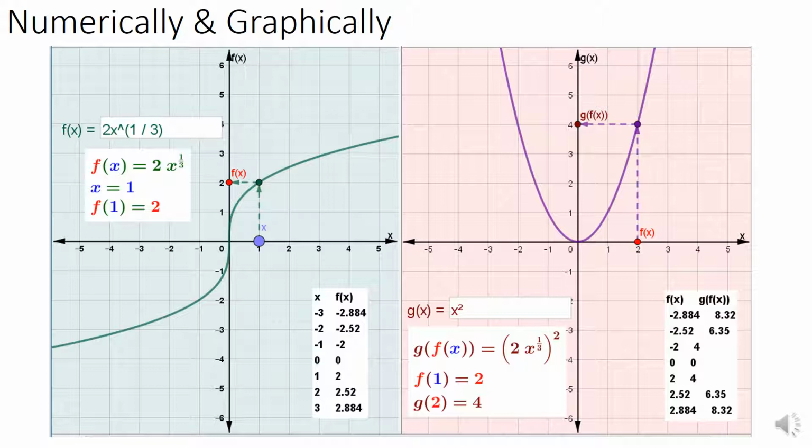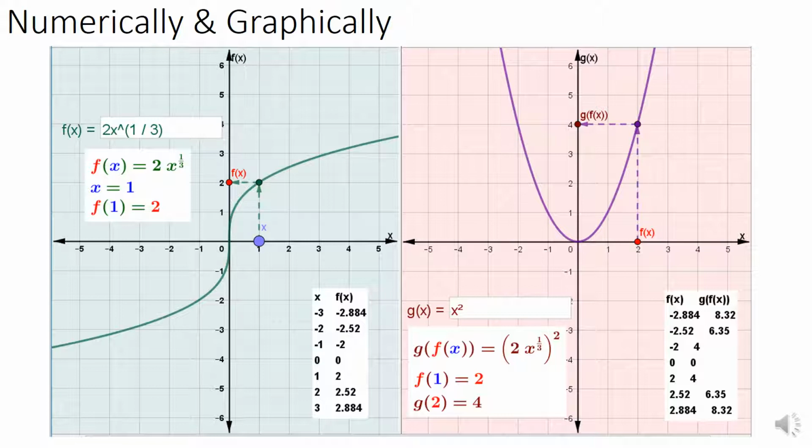Now to make this a composition, we want to take that f of x value and plug it into g over on the right side. And so let's start with an algebraic example. Algebraically, f of x is 2 times x to the 1/3 power. If we plug that into g, notice that g has a definition of x squared. And so we're just going to take that 2 times x to the 1/3 power for f and square it. And so you see in the box down at the lower left corner of the right side of the screen, that g of f of x is 2 times x to the 1/3 squared.